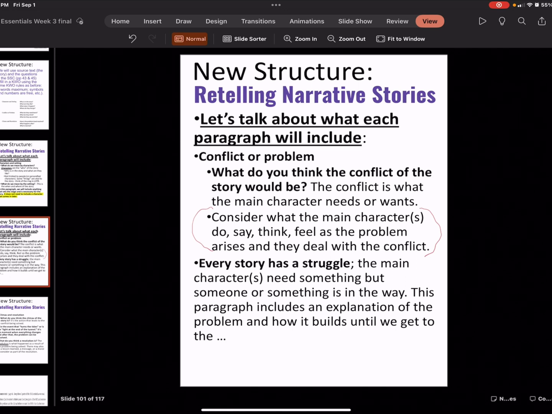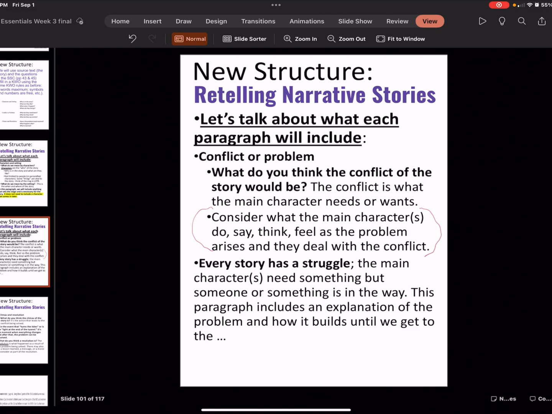Every story has a struggle. Every story you read, every story you listen to, every story that you watch in a form of a show or a movie has a struggle. The main character or characters need something, but someone or something is in the way. This paragraph includes an explanation, or keyword outline, it includes an explanation of the problem and how it builds until we get to the... And we'll get to that in just a second.